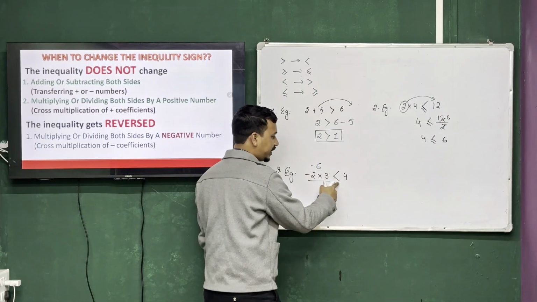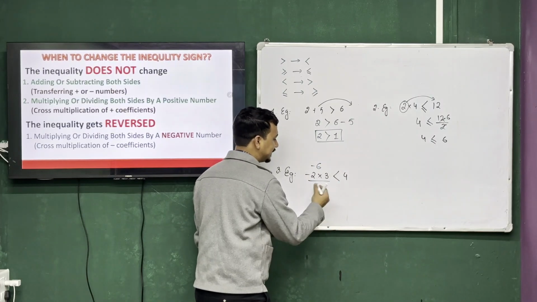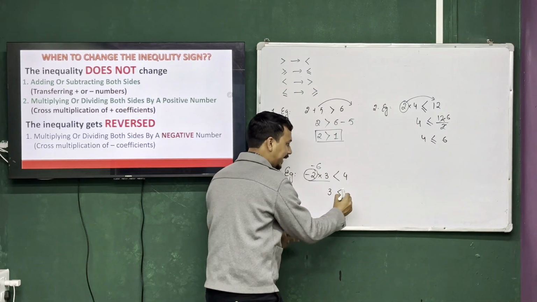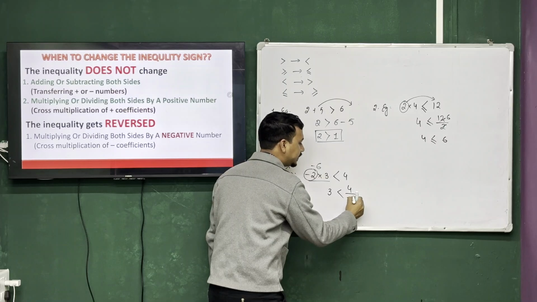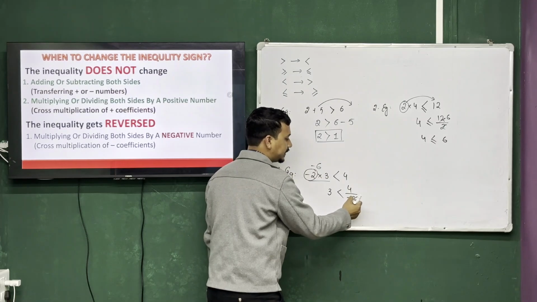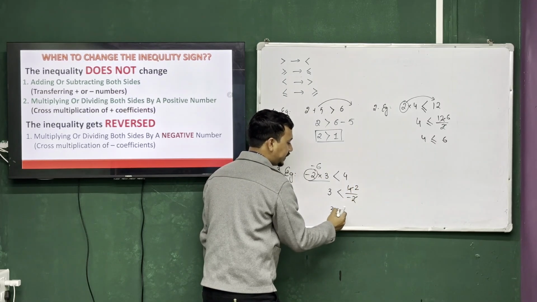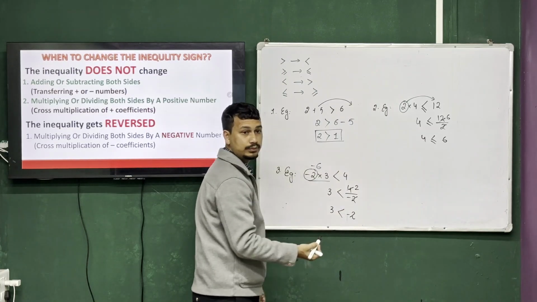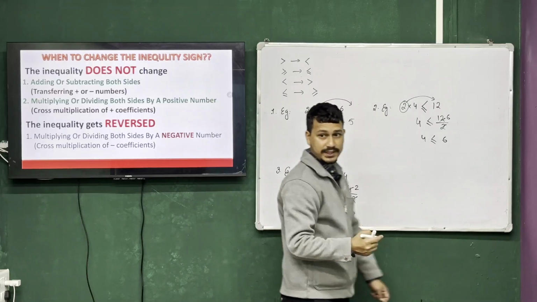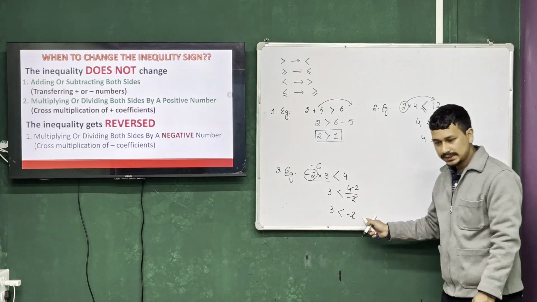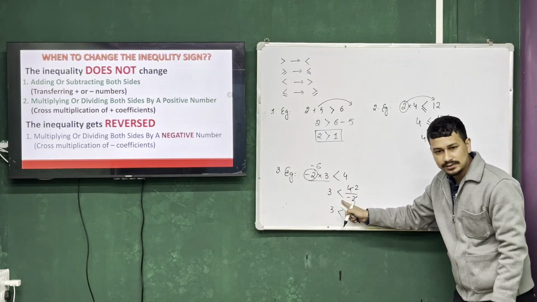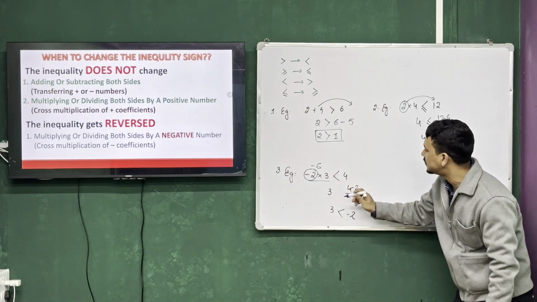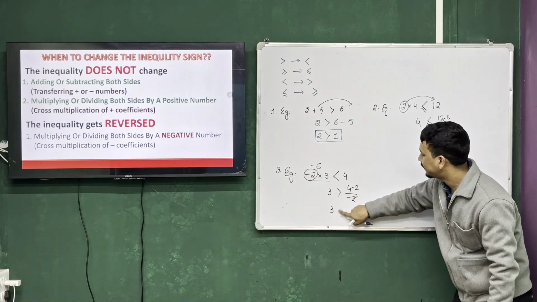But see, if I don't change the inequality and if I just transfer this minus 2 to that side, then what do I get? 3 is less than 4 by minus 2. Then if I cancel this, I get minus 2. So I get 3 is less than minus 2. Is this true? No. This is false, right? Yes or no? This is not correct. That means, should we not change the inequality? So we should have changed it to greater than.